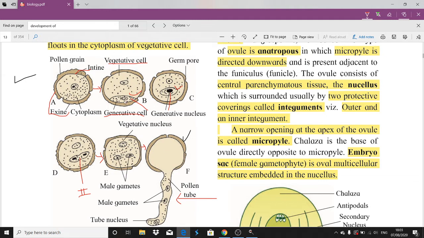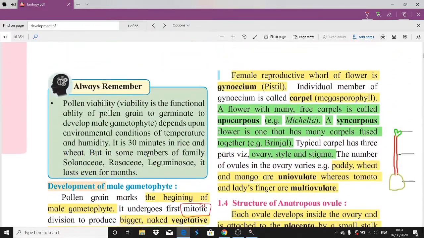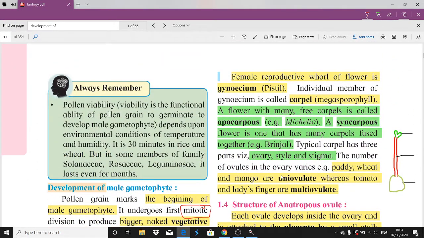माइटोसिस कहाँ पे होता है, दो माइटोसिस डिविजन्स होते हैं. ओके तो ये सब आपको इसमें लिखना है, डायग्राम भी बहुत ज़रूरी है. सो दैट्स ऑल अबाउट द डेवलपमेंट ऑफ मेल गैमेटोफाइट.